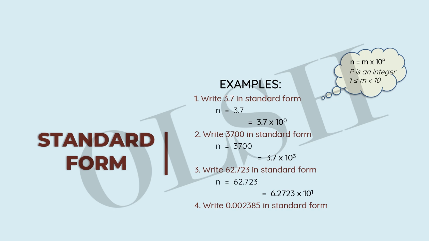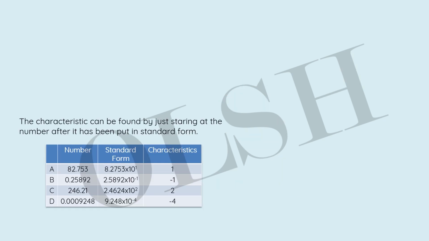0.002385 in standard form. Okay, our m in this case, of course, we have to take the first two non-zero digits, and if we look at that very well, we'll see that is 2 and 3. Okay, so if we want to present that to be between 1 and 10, it has to be 2.3. So our standard form will be 2.385 times 10 raised to the power of minus 3. The characteristic can be found by just staring at the number after it has been put in standard form.